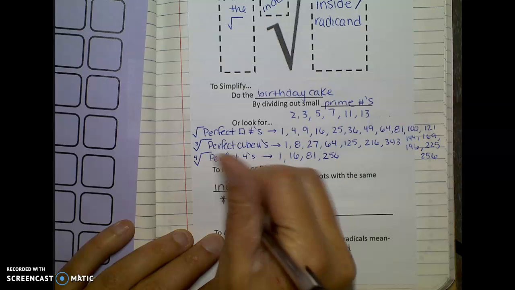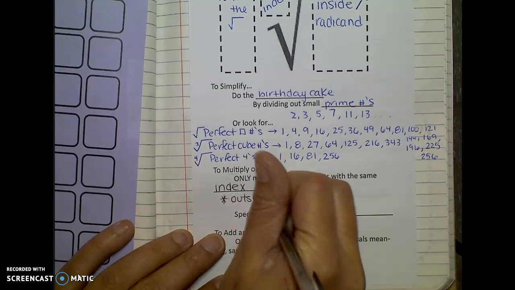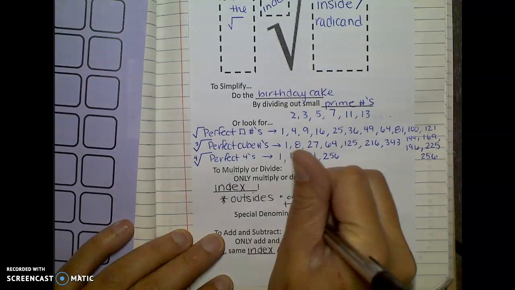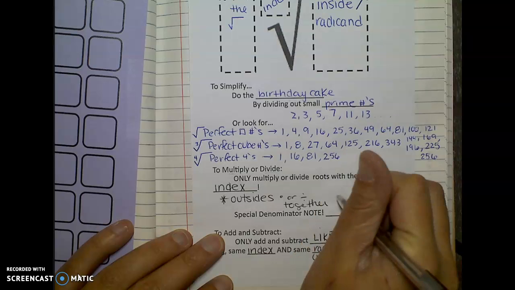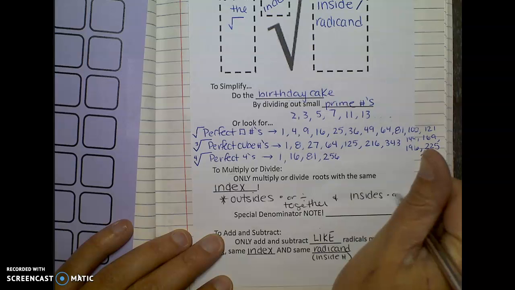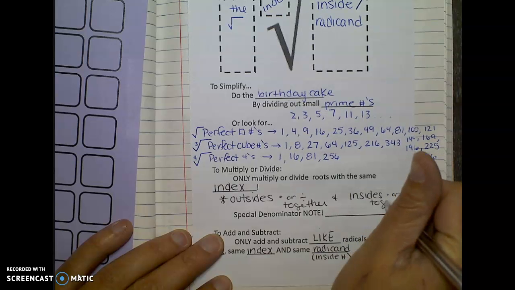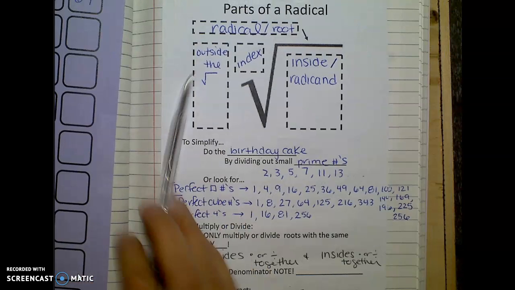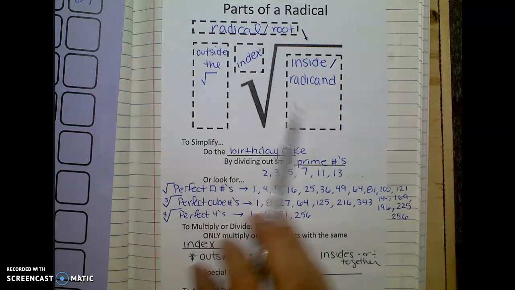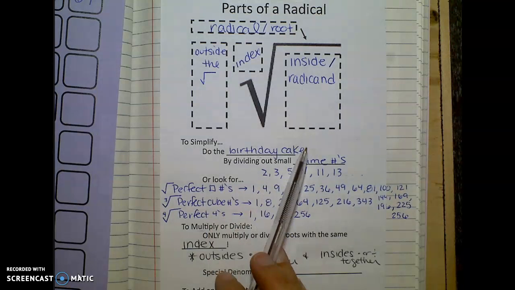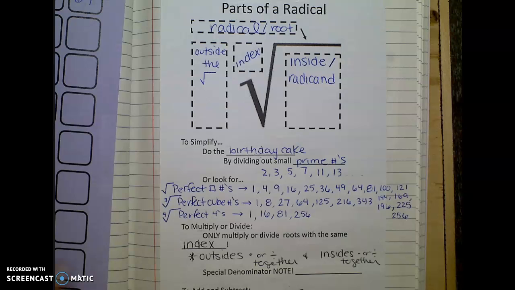Anything that is outside, so outsides multiply or divide together, and insides multiply or divide together. So if I'm looking at multiple numbers being multiplied, the outside numbers multiply together, and then the inside numbers multiply together. And then if you can further simplify, you should. Similarly with division, anything that's inside can be divided, anything that's outside can be divided, and then simplify more if you can.